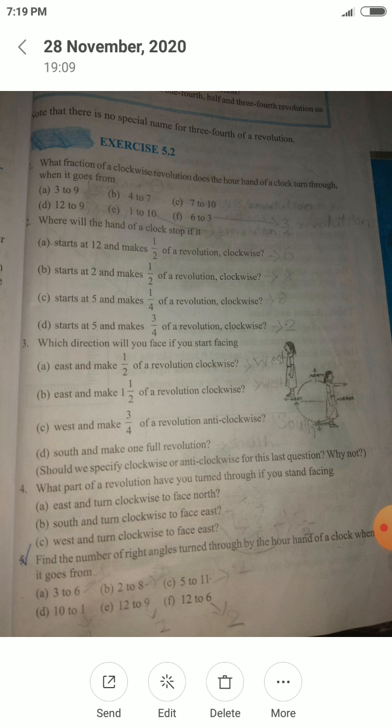Then 4 to 7 is 1/4. When the clock hand moves clockwise from number 4 to 7, it forms 1/4. And 7 to 10 also 1/4. 12 to 9 is 3/4. And 1 to 10 is 3/4. And 6 to 3 is 3/4. So like that you have to write the fractions. Question number 2. Where will the hand of a clock stop?